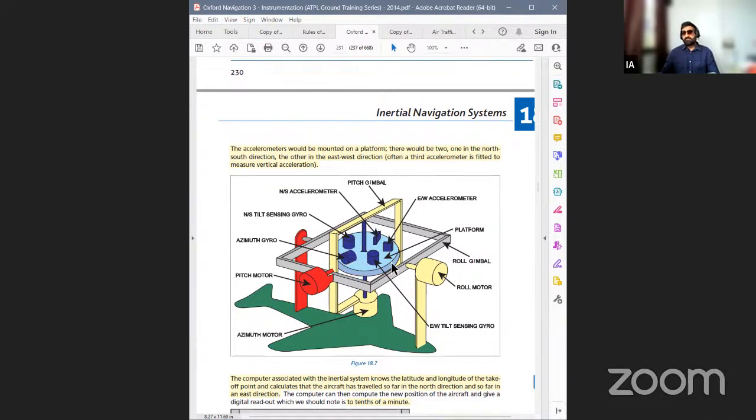So this is the platform. Gyros are to stabilize the platform. If you don't stabilize the platform, then the INS will be impacted by the gravity effect. We don't want the INS to be impacted by gravity effect. So we make gyros to keep the platform stable.